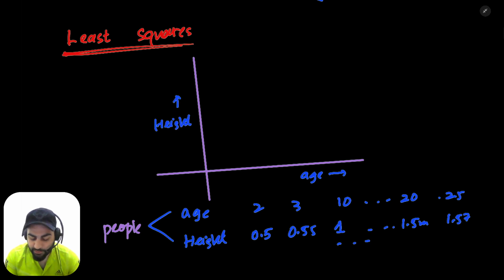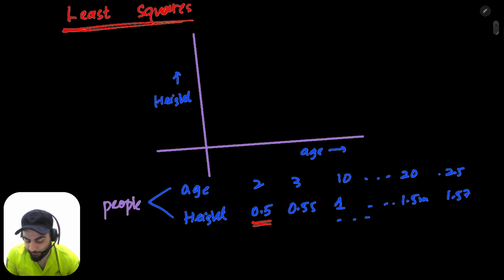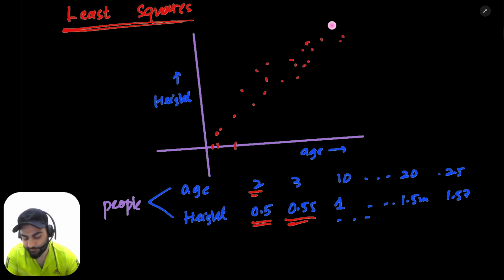If I want to draw these points, 0.5 height is for age 2. Let's suppose this is age 0, age 1 and 2. The point 0.5 belongs here. Then this point belongs somewhere here. And age 10 belongs over here, and this belongs here. So there will be some points like this. I'm just drawing these points.